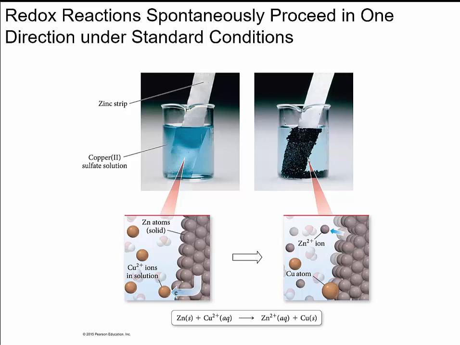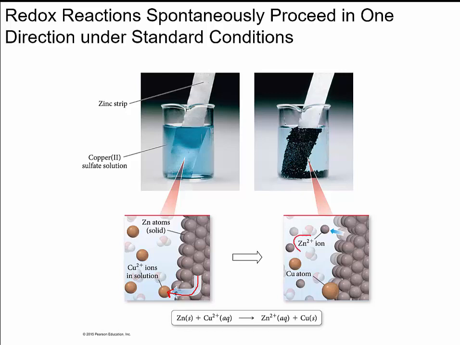If I take a solution of copper sulfate and I stick a strip of zinc in it, what's going to happen is that our copper 2+ ions are going to move towards that surface. An electron is going to come off of the zinc. My copper will be reduced from copper 2+ and plate out on the surface of the zinc. My zinc, because it has lost an electron, is going to move into solution.